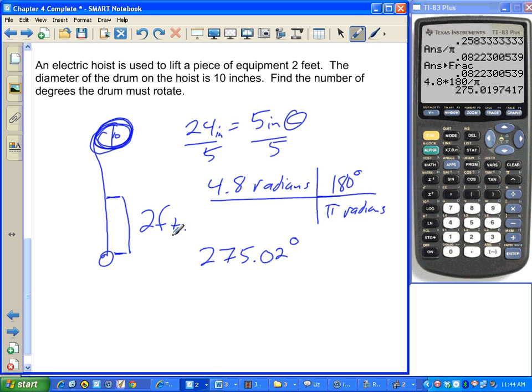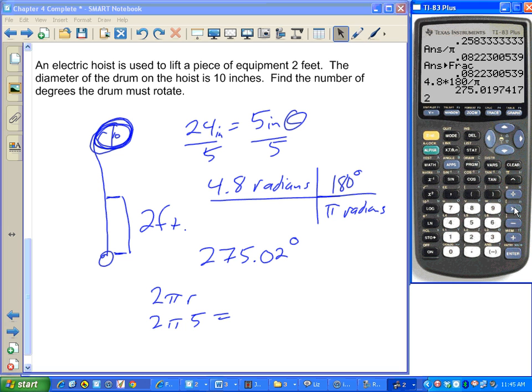To check this, to make sure I wouldn't actually have to do a full circle, we just find the circumference of this. So if I take 2 pi r, which is 2 pi times 5, that'll tell me how much one revolution of this would be. So if I were to spin around one full time, how much chain I would be wrapping up. So 2 times pi times 5, about 31 inches, which is more than 2 feet. So this answer makes sense.